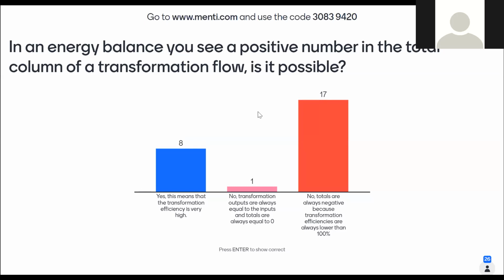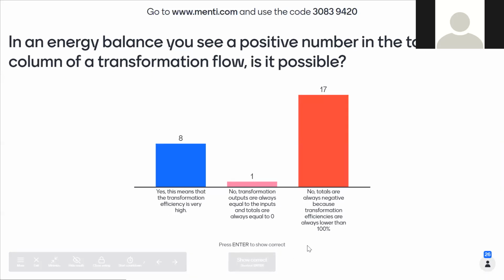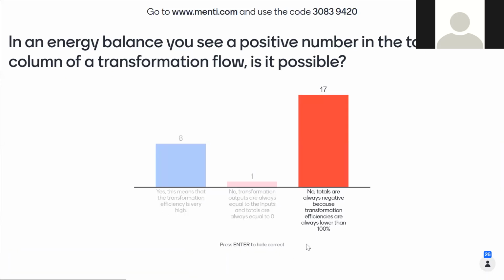So yes, we have 26 participants who have replied, and 17 think that no, it is not possible because totals are always negative, because transformation efficiencies are always lower than 100. And this is the right answer because in energy terms, you cannot produce more than what you're inputting.